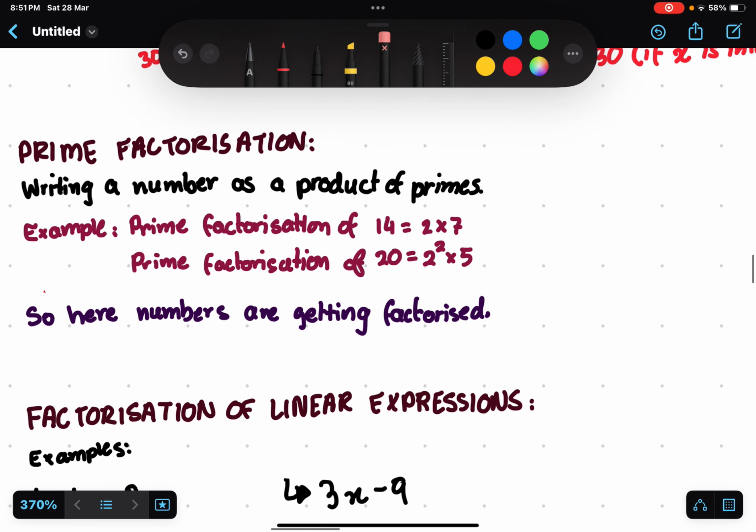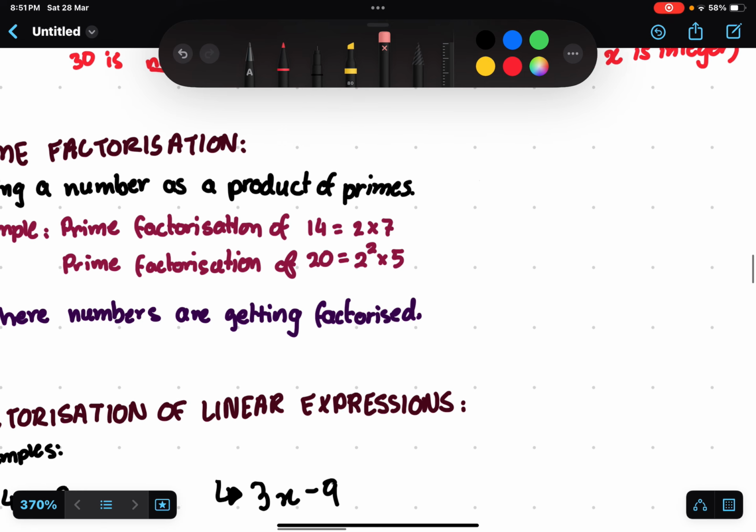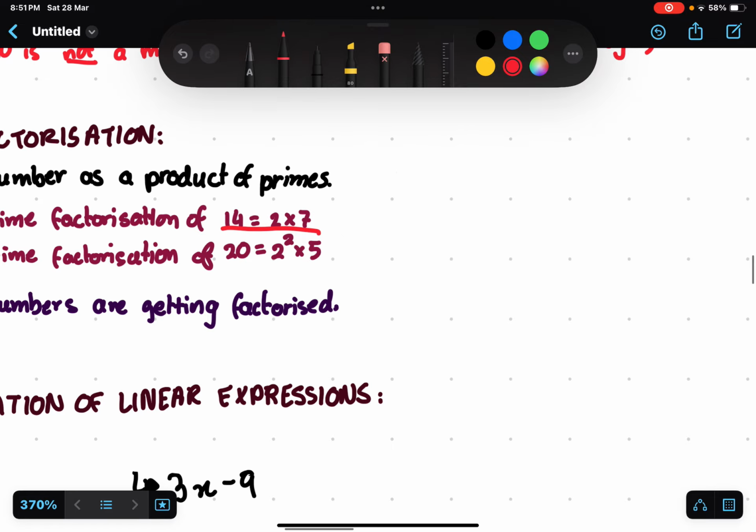Very easy, very straightforward. So now if we write the prime factorization of a number, let's take the example of 14 as shown over here. We can write 14 as 2 times 7. Now 2 and 7 are both primes, and 2 times 7 is 14. So that's why that works.